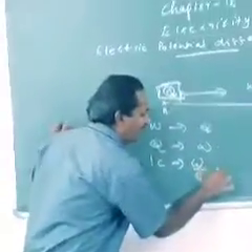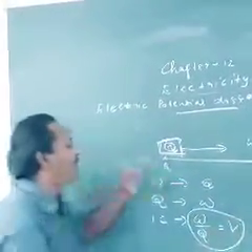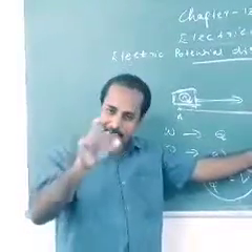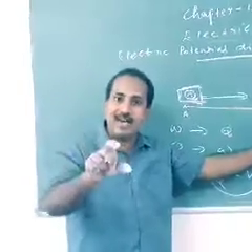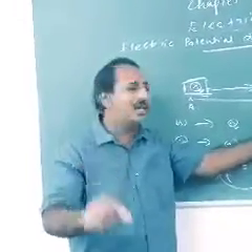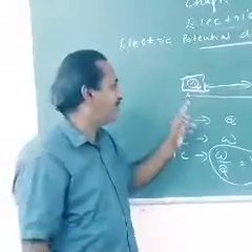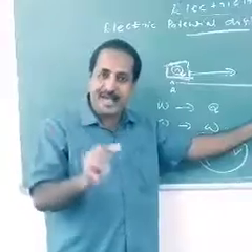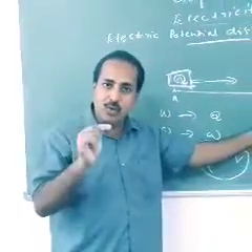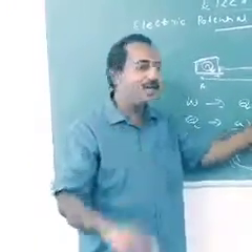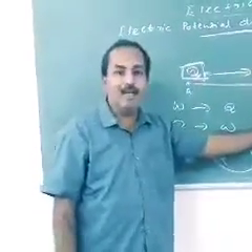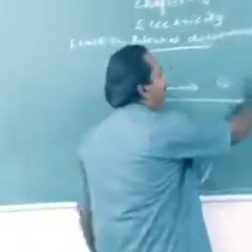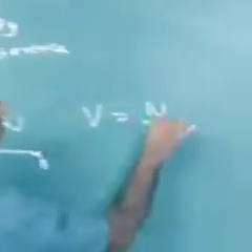This is known as the potential difference between A and B. The potential difference between A and B is defined as the amount of work done required to take 1 coulomb of charge from A to B. And this potential difference V is equal to W by Q.